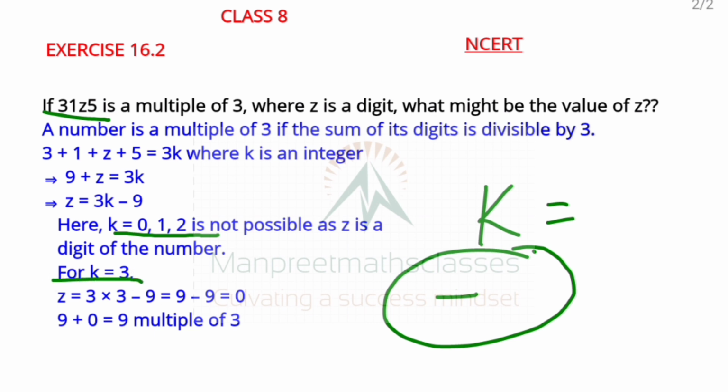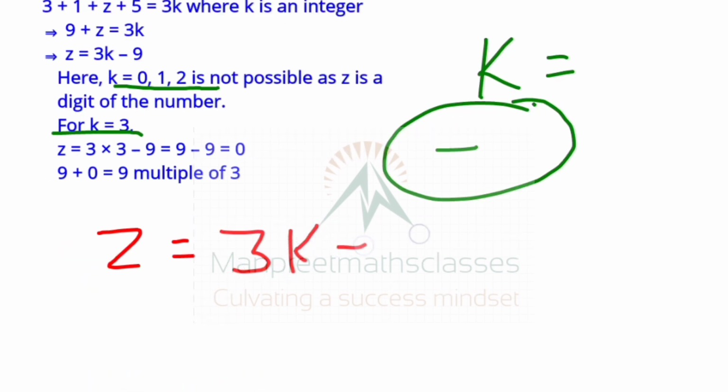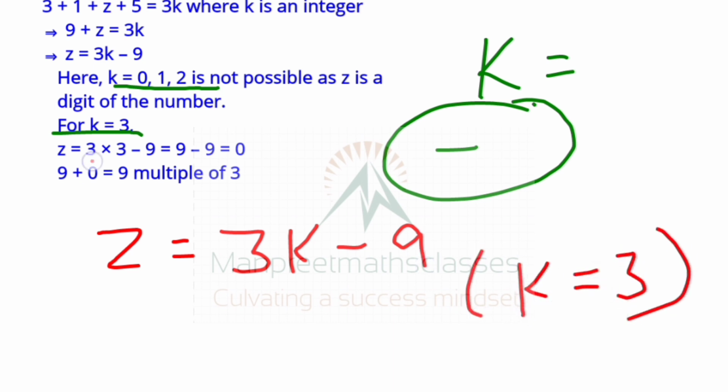Now when we put k equal to 3, our equation was z is equal to 3k minus 9. Now in place of k we will put 3. So 3 into 3 is 9, minus 9, 0. So you can say that k equal to 3 will satisfy the condition given in our number, as we are going to get a multiple of 3, because 0 is also a multiple of 3.